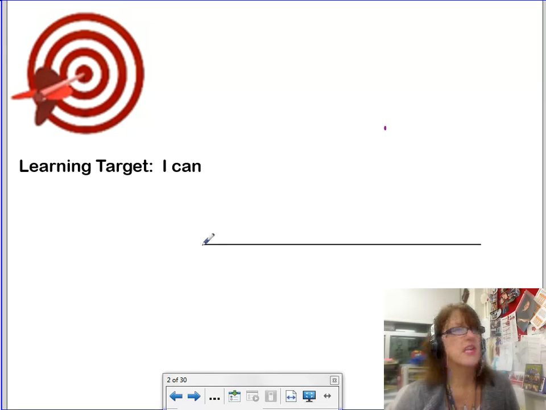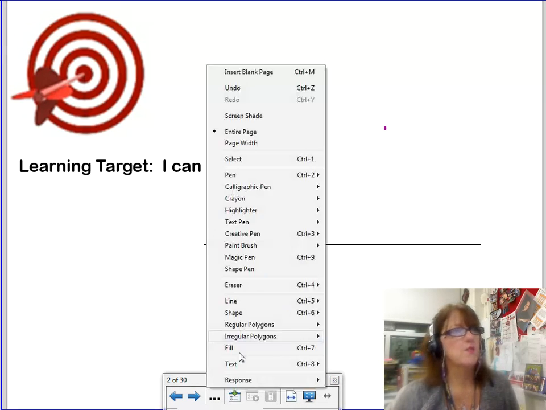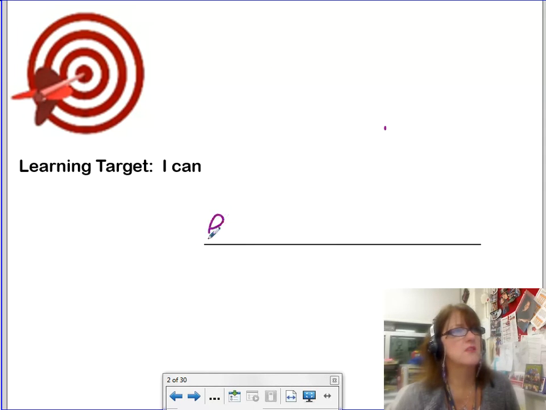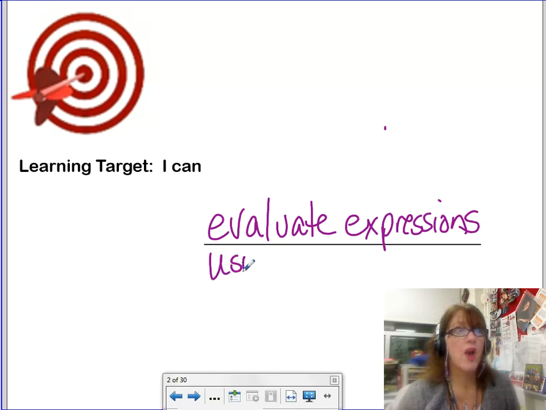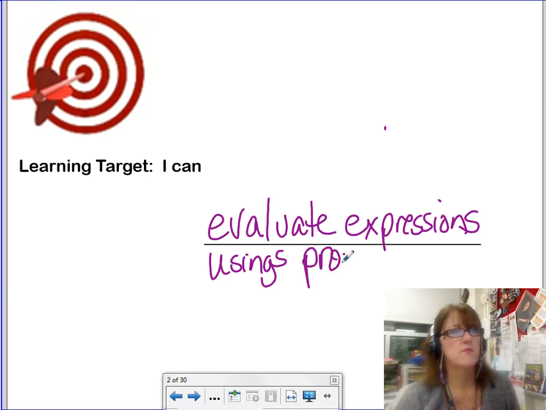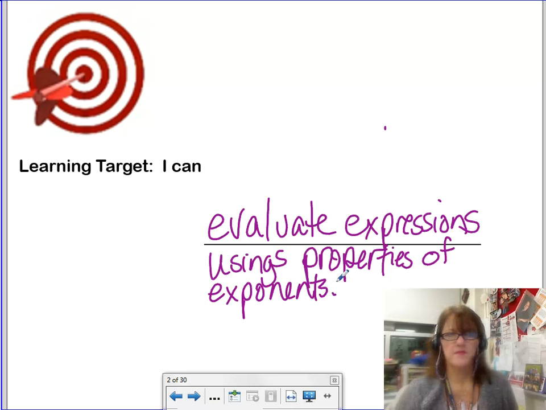Our learning target today, I can. And once again, we are going to be evaluating expressions. So I can evaluate expressions using properties of exponents that we're going to discover today. Okay, using properties of exponents.